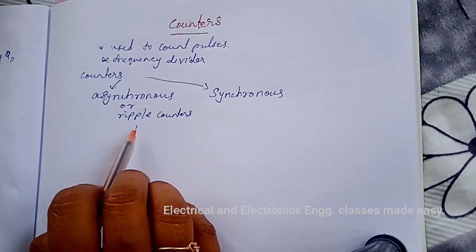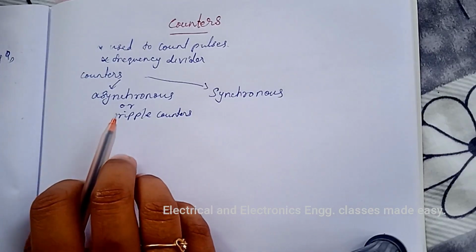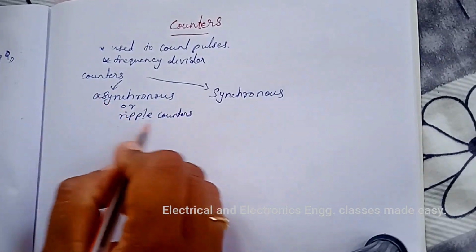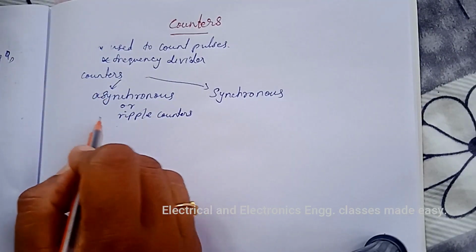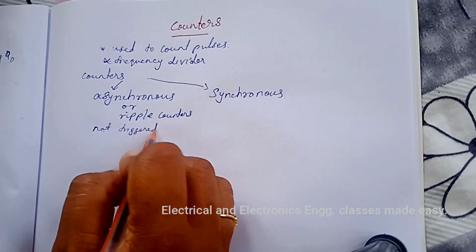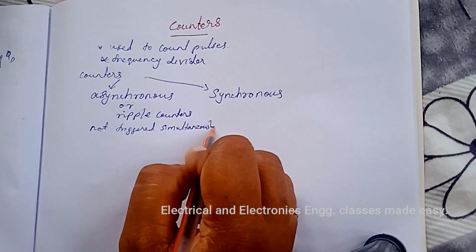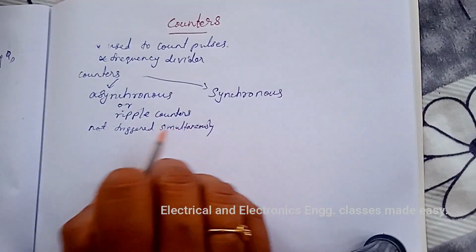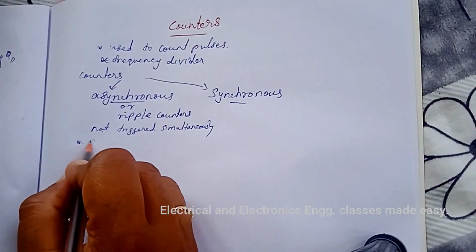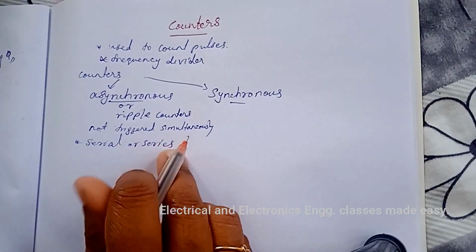In ripple counters, the flip-flops within the counter are not made to change the states at exactly the same time. This is because the flip-flops are not triggered simultaneously. These ripple counters are also called serial or series counters.